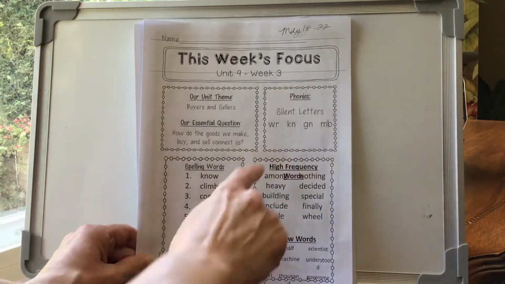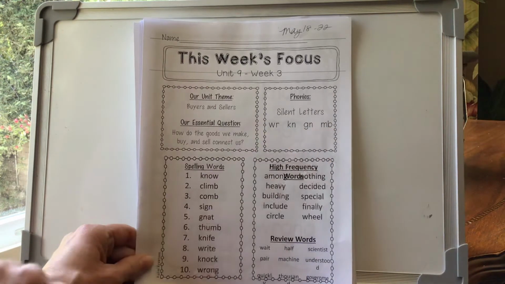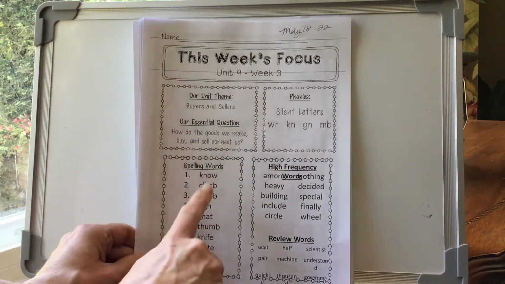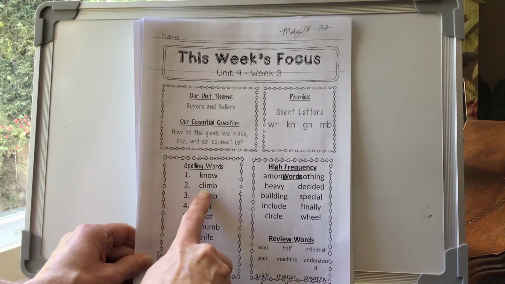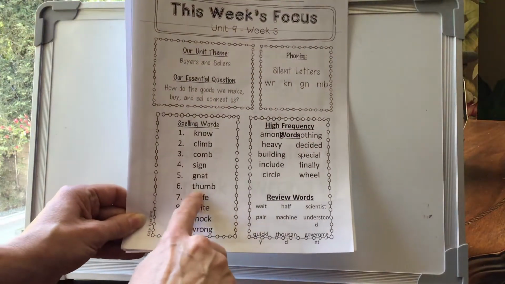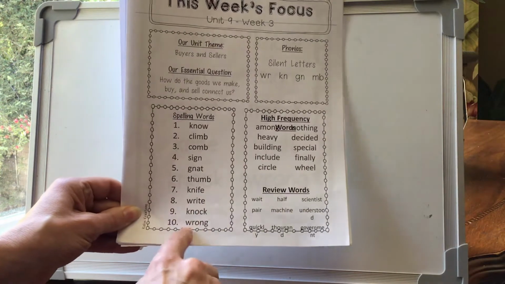Our silent letters for the week are W, R, K, N, G, N, and M, B. Our spelling words all have silent letters in them. No, climb, comb, sign, gnat, thumb, knife, right, knock, and wrong.